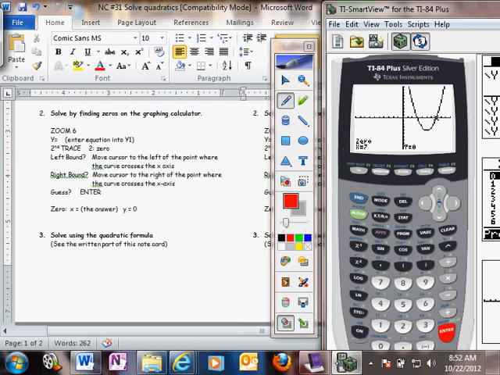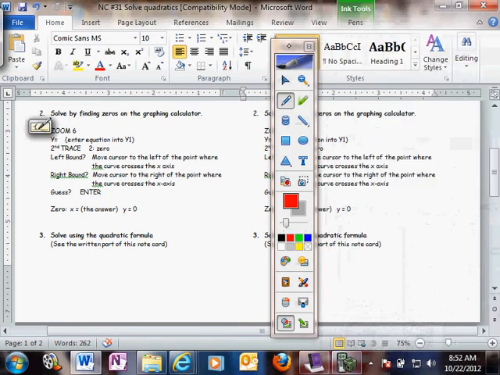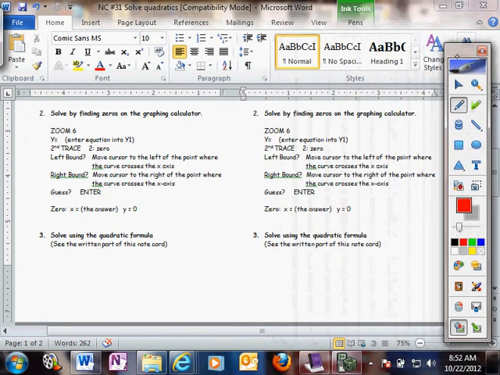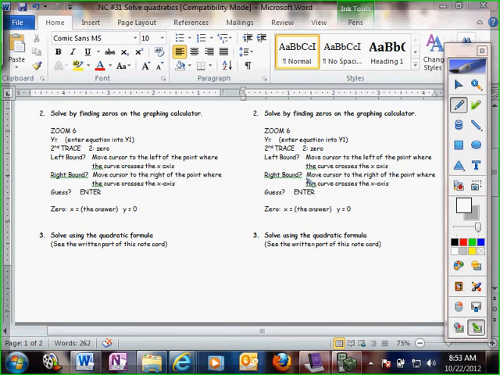Now moving on, sometimes when you have a quadratic, they are not factorable, okay? And while you can take a quadratic that's not factorable and find the roots using the calculator, sometimes you may not be given a calculator. So if it's not factorable and you don't have a calculator, you have to use the quadratic formula.